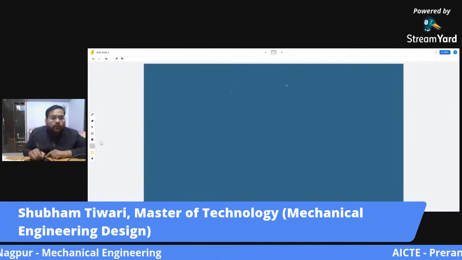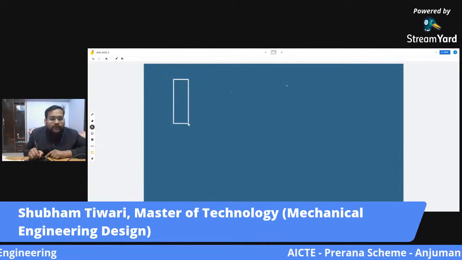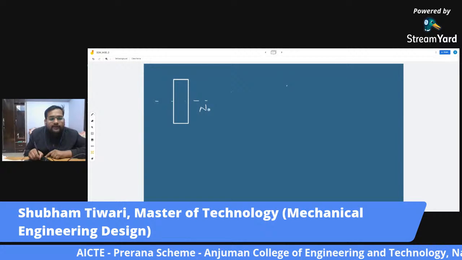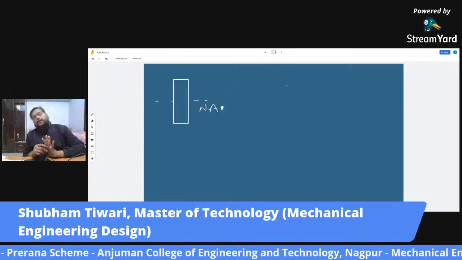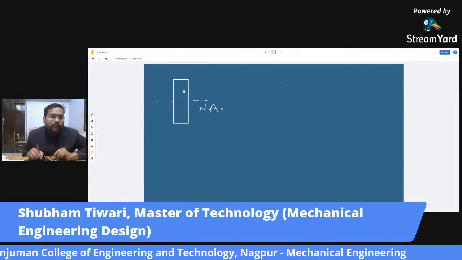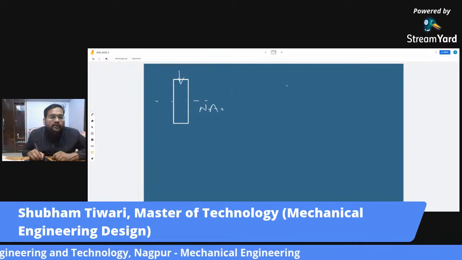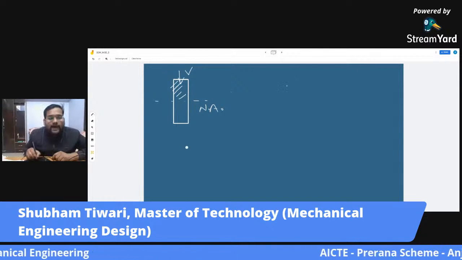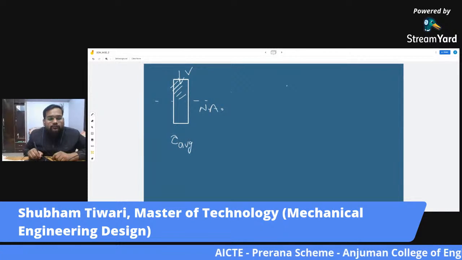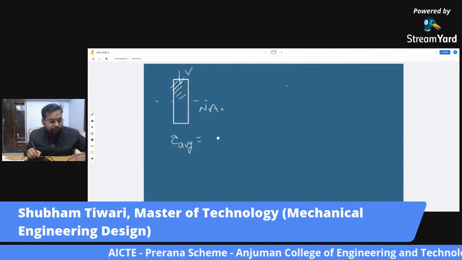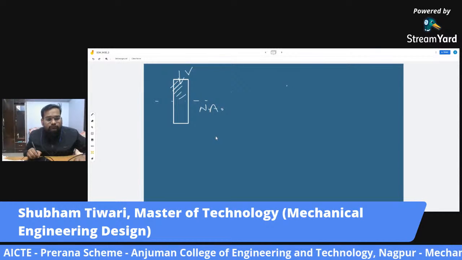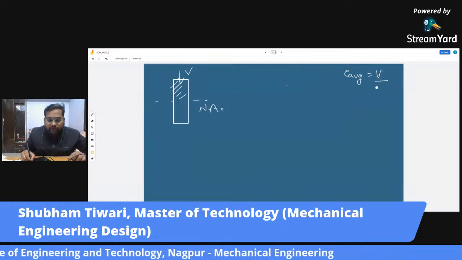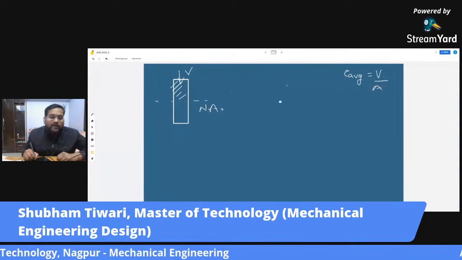So let us see what will happen if we have a rectangular cross section. Now this is the neutral axis as well as centroidal axis. The centroid and the neutral axis coincide with each other. And this beam has been subjected to a shear force V. Now the average shear stress is the shear force acting upon the total area, V by A.